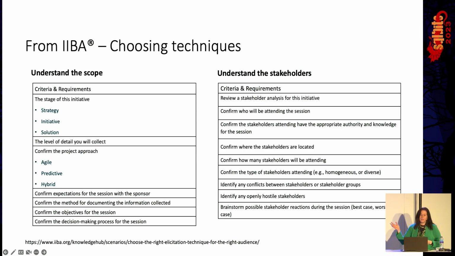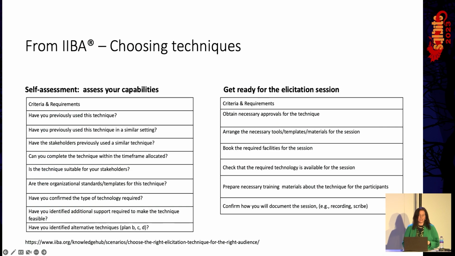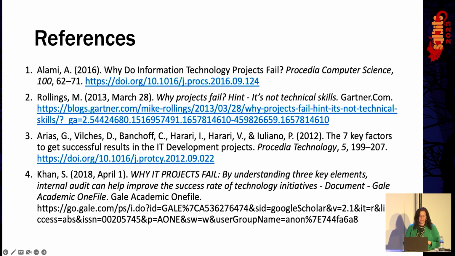So from IIBA, International Institute of Business Analysis, where I'm a senior member, you want to choose the techniques very carefully. We talked about that, but here's some more detail around that. Whatever stage you're in, whatever style of SDLC you're using, you want to understand the stakeholders very well. So information around that I'm happy to give you as well. And self-assessment, assessing your own capabilities, how comfortable you are, and where you might want to learn a little bit more, and getting ready for the elicitation session. All these things that you would want to do. Okay? And there's some references as well. I know you want to take a picture of that.